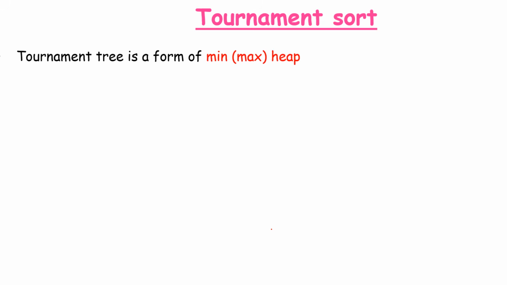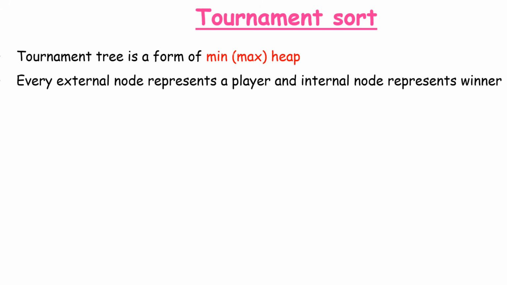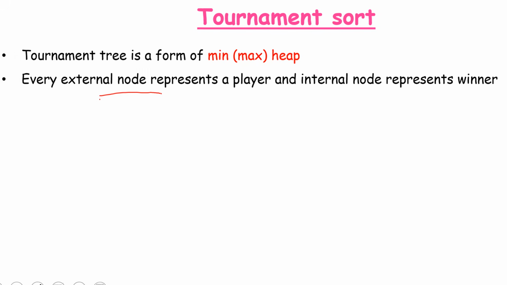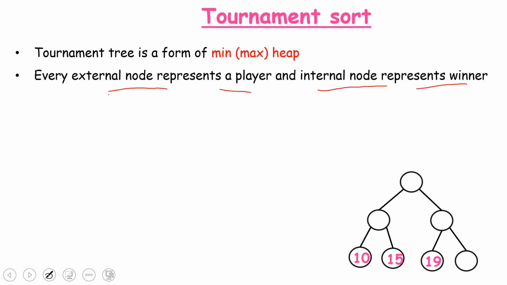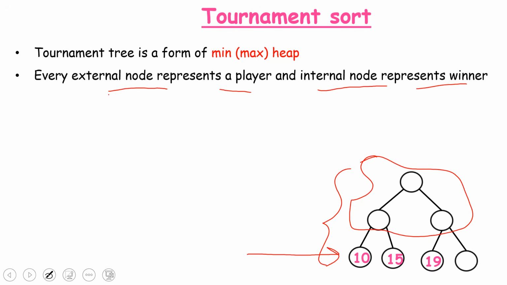First is, it is a form of min heap. If you're sorting elements in increasing order, then it is a form of min heap. If you're sorting in decreasing order, then it will be in the form of max heap. Every external node represents a player and internal node represents a winner, right? So this is our example. Here you can see on last level we have players that are competing with each other, and on internal nodes we will get our winners.